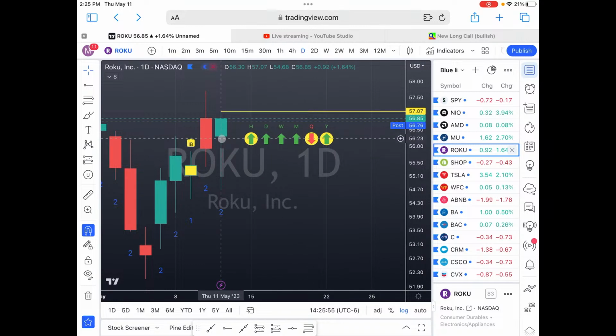Now, where I come to say that color doesn't necessarily matter is a situation like this right here. This was a 2 down red. Okay, but we still trended back to the upside. Yes, there were sellers, but Friday, May 5th came along and we trended up. So the color didn't matter. We still had a 2-2 reversal.